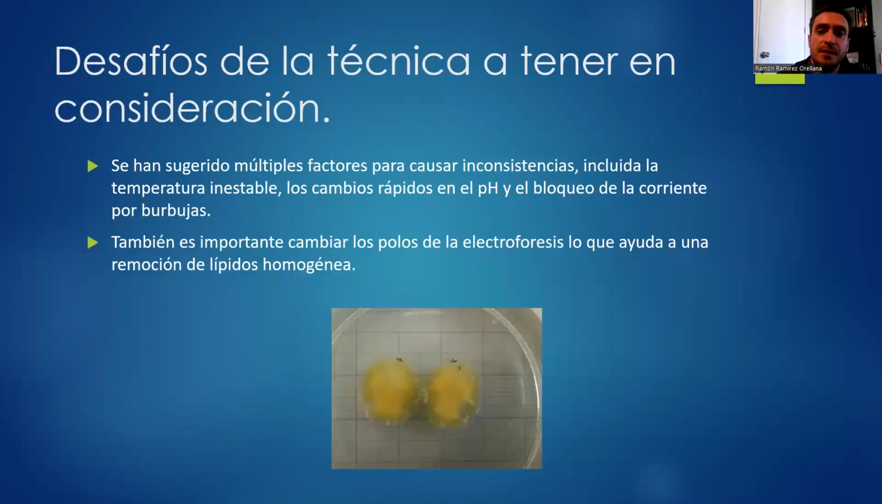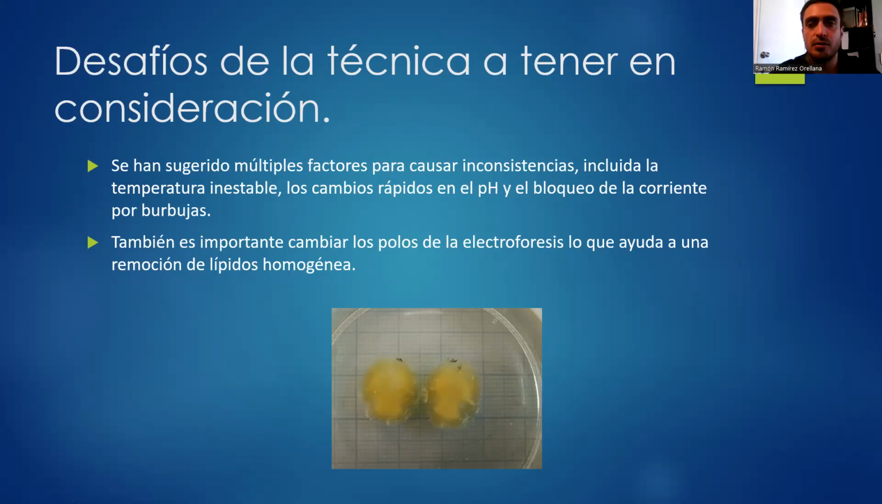Bueno, desafíos de la técnica a tener en consideración, ¿no es cierto? Se ha sugerido que lo que es crítico de la técnica para lograr un buen clarificado es mantener súper estable tanto la temperatura como los cambios de pH. Y el bloqueo de la corriente, ¿no es cierto? Que no exista bloqueo de la corriente por las burbujas que se generen. Esto último es fácil de solucionar con el sistema de recirculación, que tiene que estar siempre funcionando.